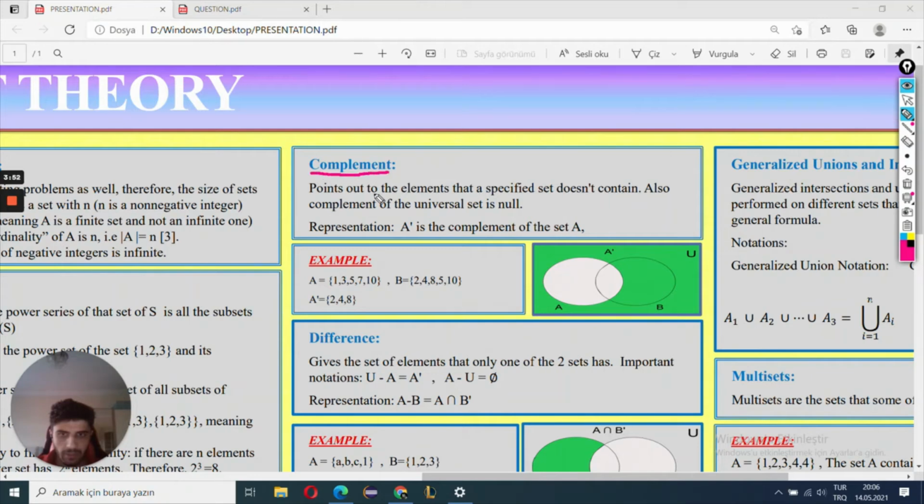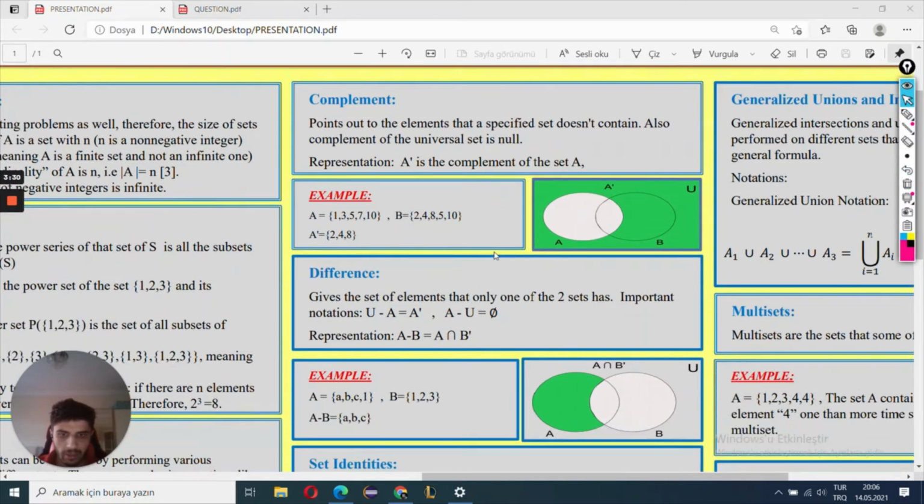So, complement points out the elements that the specified set doesn't contain. Its representation is like that. It stands for A's complement. When we look at our example, A doesn't contain 2, 4, and 8. So its complement is this set.